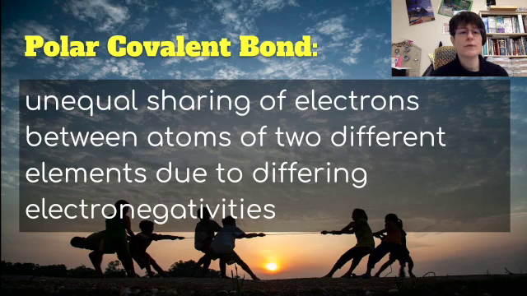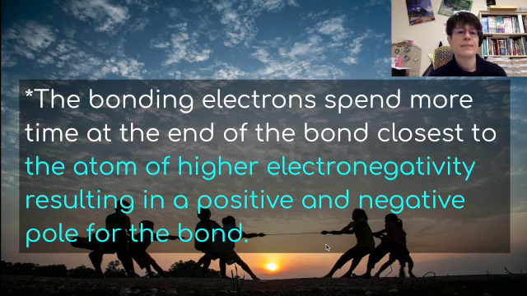However, in polar covalent bonds, there is unequal sharing of electrons between atoms of two different elements due to differing electronegativities. And it's more like this unbalanced tug of war where we have 5 versus 3. The bonding electrons spend more time at the end of the bond closest to the atom of higher electronegativity, resulting in a positive and negative pole for the bond.